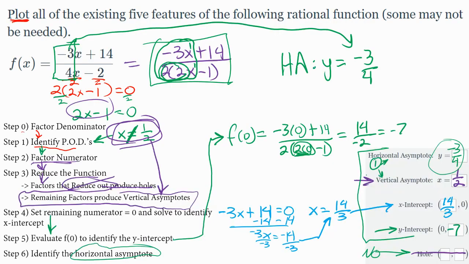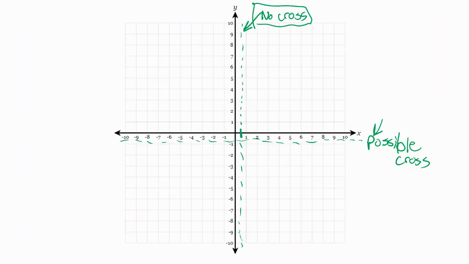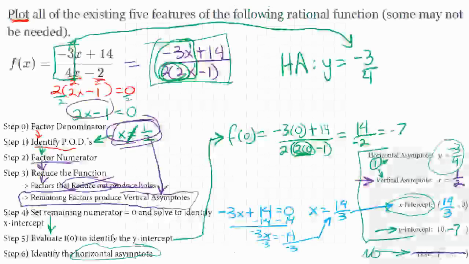But continuing down the list, we've got an X-intercept at 14/3, and so we're just approximating. That's almost 5. So we're going to put an X-intercept at almost 5 right there. And then a Y-intercept at 0, -7.